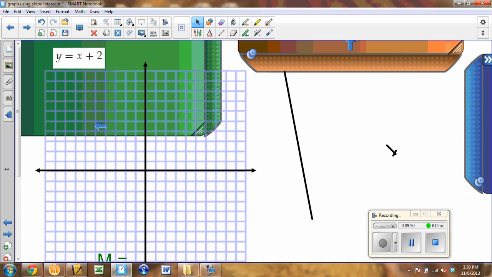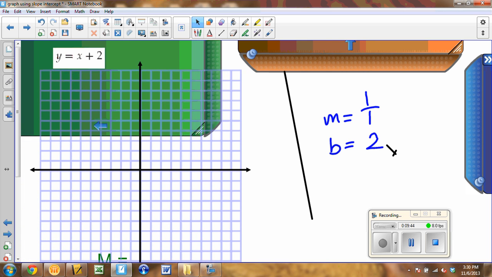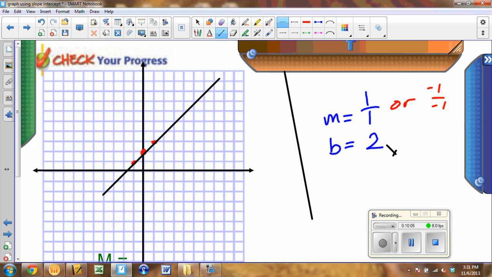X plus 2. Slope and y-intercept. The intercept is 2. And again, I just have an x with nothing in front of it. So that means my slope is going to be 1. And I'm going to write it as 1 over 1. Okay, so my intercept is 2, 1, 2. A slope of 1 means I'm going to go up 1 and over 1. I can do negative 1 over negative 1 as well and go down 1 and back 1 like that. And then I can draw my line. And there's my line. And that is it for graphing with slope intercept.